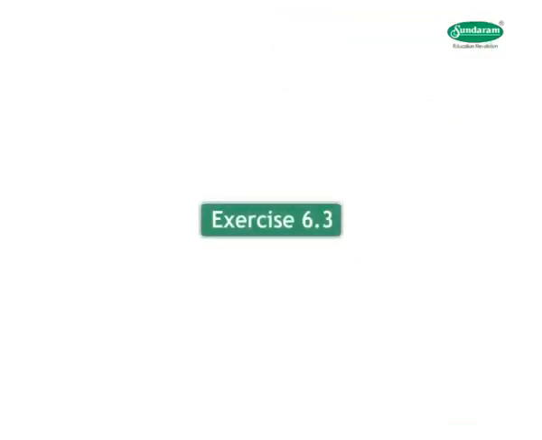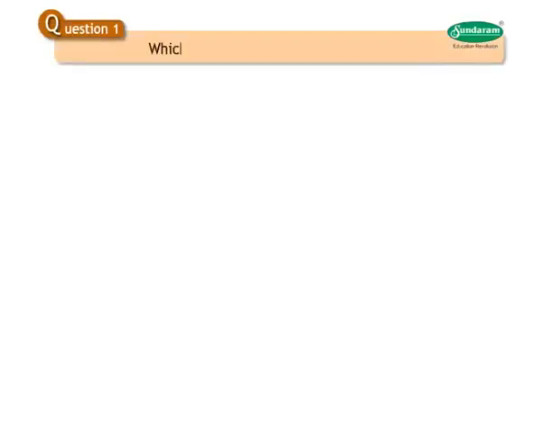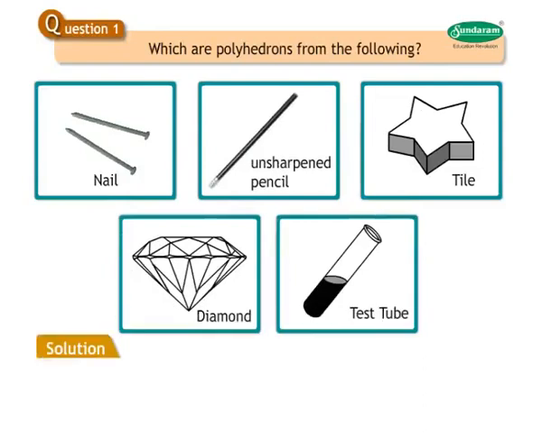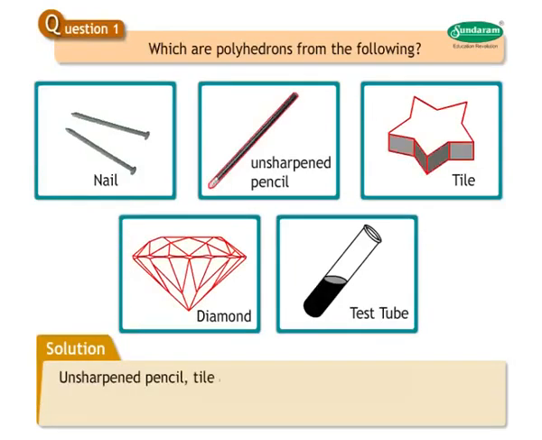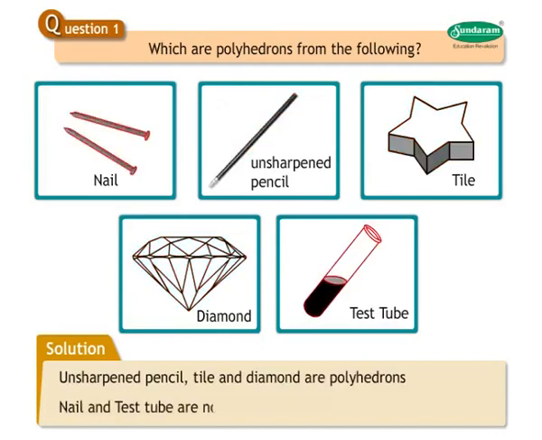Let's start exercise 6.3. Number 1. Which are polyhedrons from the following? Solution. Unsharpened pencil, tile, and diamond are polyhedrons. Nail and test tube are non-polyhedrons.